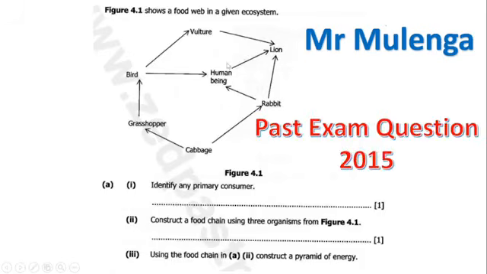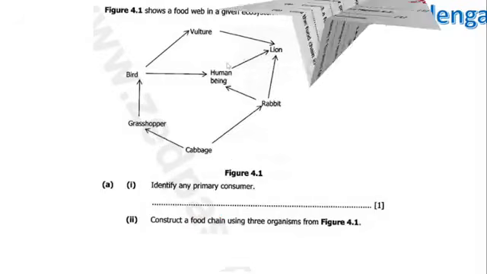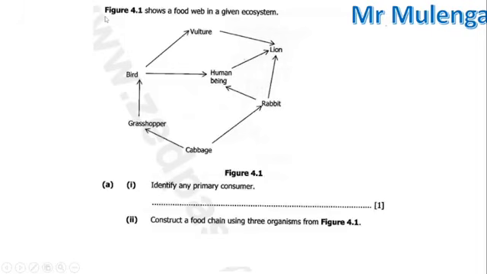In this presentation, we are going to answer a question that came in Biology Paper 2 for 2015. This was question 4. So let's look at our question. The question reads, figure 4.1 shows a food web in a given ecosystem. So this is a food web which consists of different trophic levels. So we have cabbage, there's grasshopper, there's bird, vulture, lion, human being, rabbit.